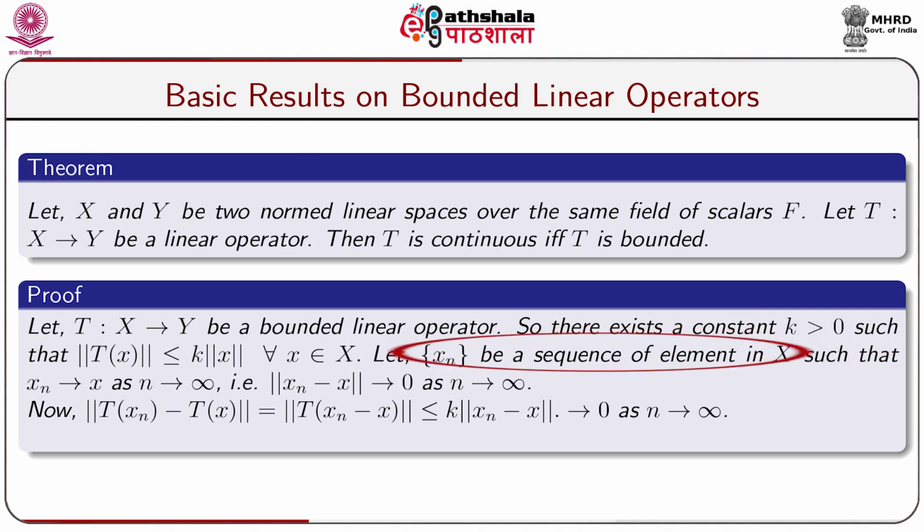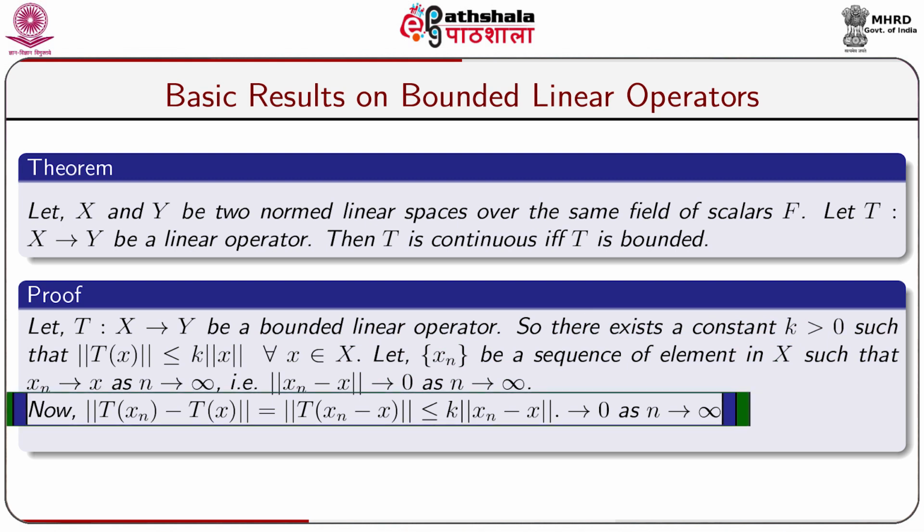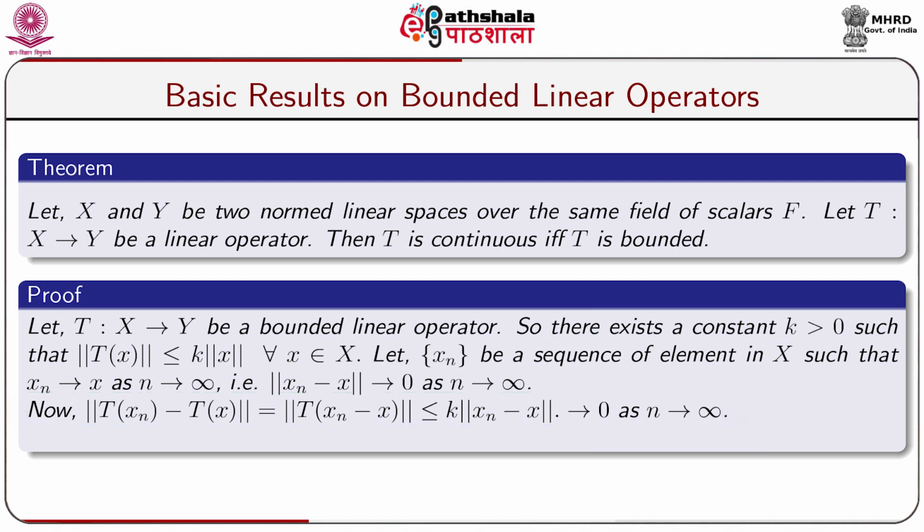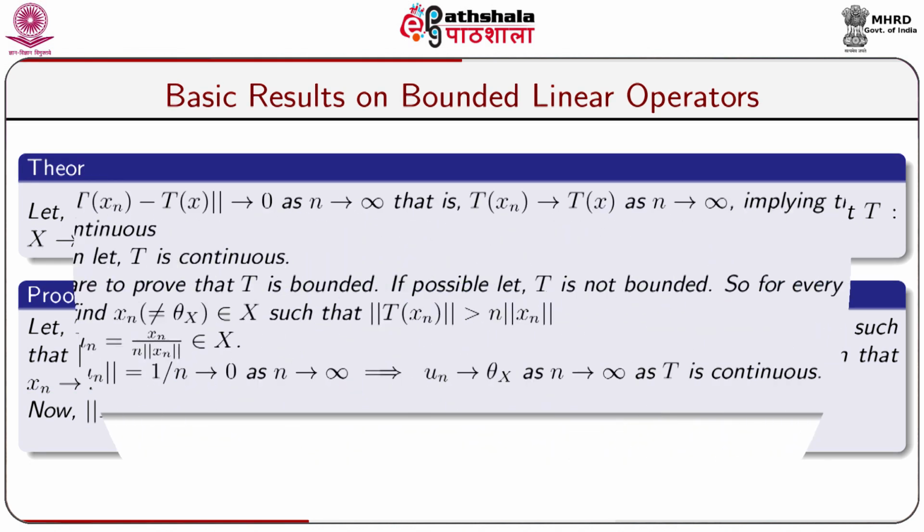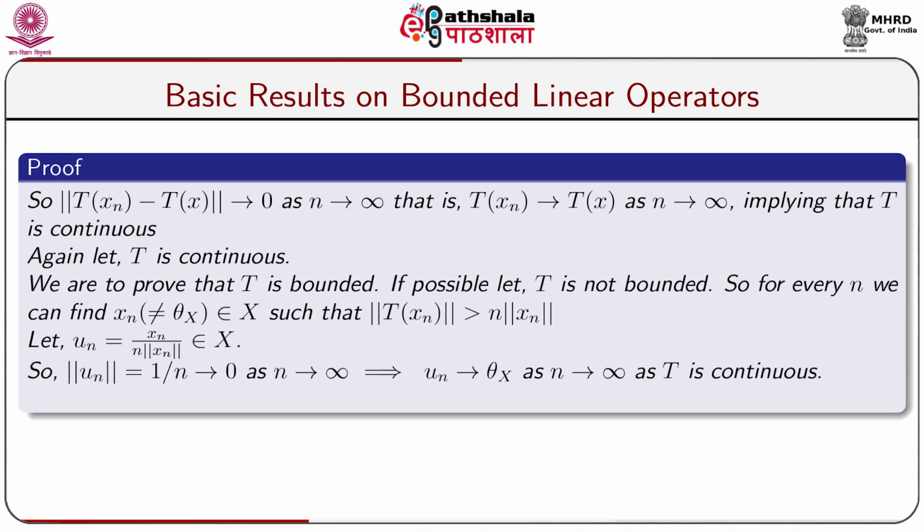Let x_n be a sequence of elements in X such that x_n goes to x as n tends to infinity, that is, norm of x_n minus x tends to 0 as n tends to infinity. Now, norm of Tx_n minus Tx, which is equal to norm of T(x_n minus x) by the linearity of T, is less than or equal to k into norm of x_n minus x, and tends to 0 as n tends to infinity. So, norm of Tx_n minus Tx tends to 0, that is, Tx_n goes to Tx as n tends to infinity, implying that T is continuous.